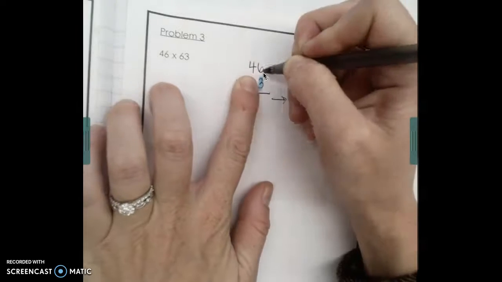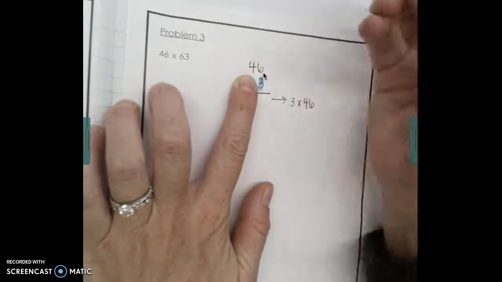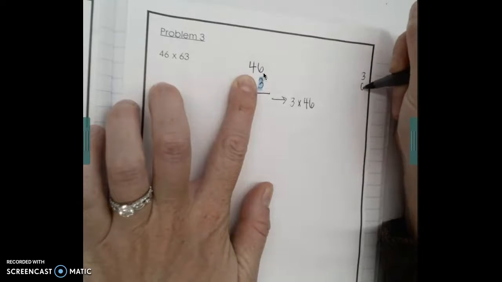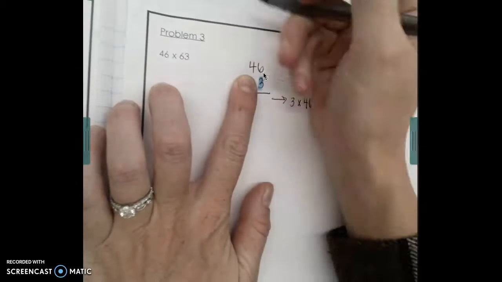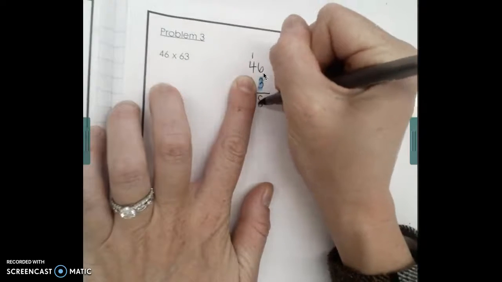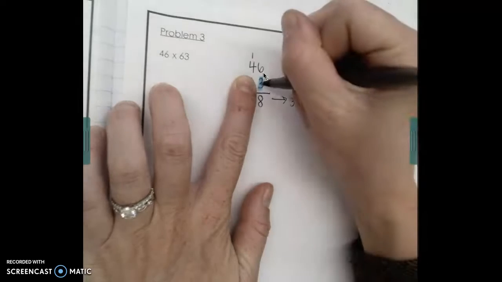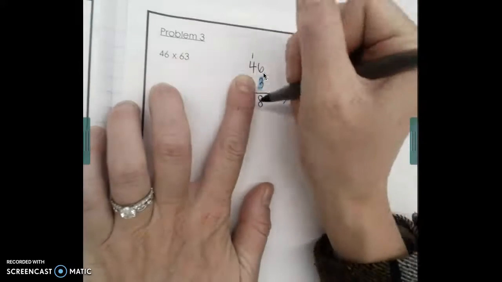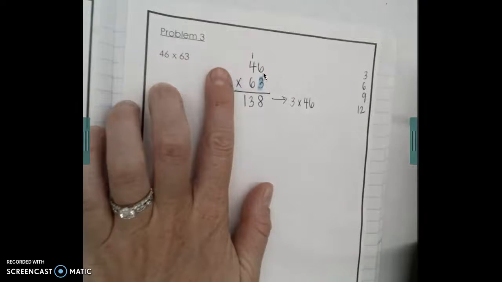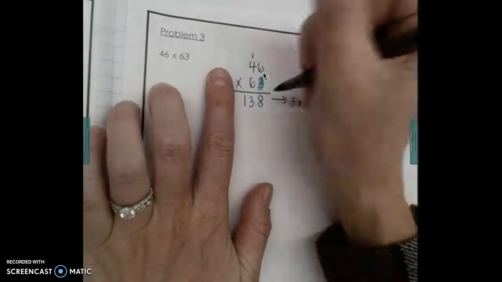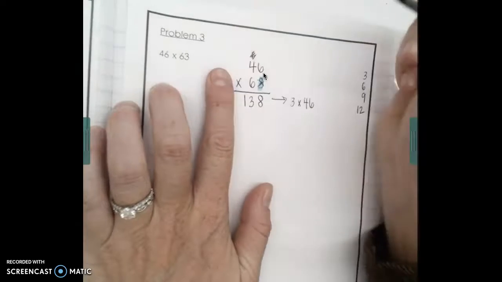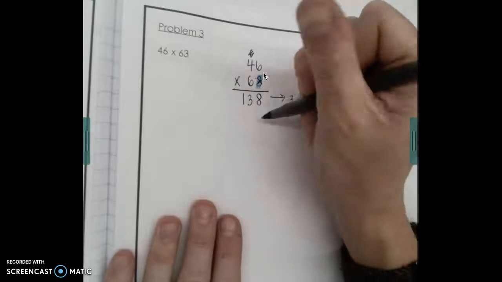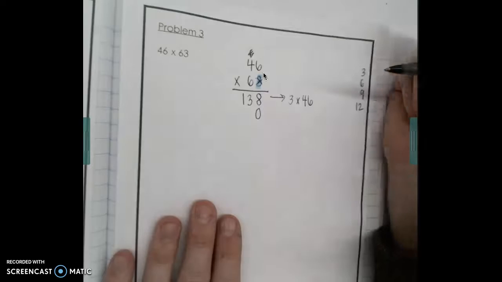So we can already write it here, right? 3 times 46. So 3 times 6. If you need to, you can do your skip counting down the sides. I know that 3 times 6 is 18, so my 1 goes on the top, 8 down below. 3 times 4 is 12, plus 1, 13. So I multiply by 3, scratch off my regrouping. I already solved that. Now I'm going to go to my 6 tens, which is 60.